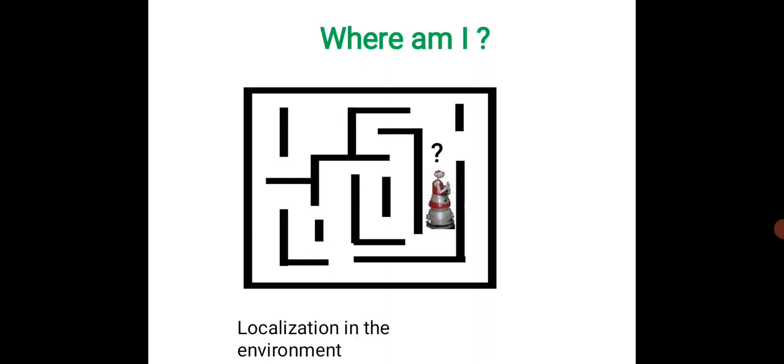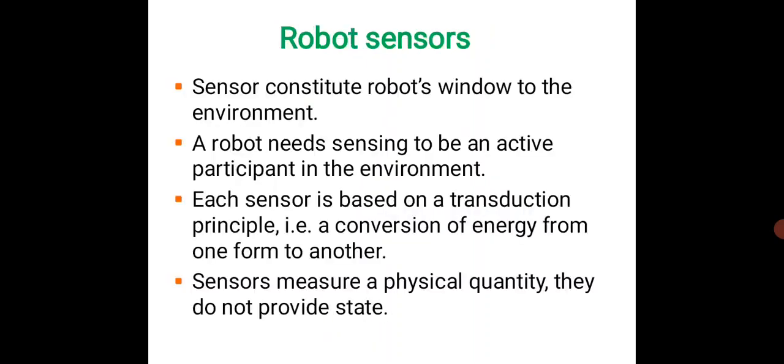And robot sensors constitute the robot's window to the environment. The robot needs sensing to be an active participant in the environment. Each sensor is based on a transduction principle, that is, converting energy from one form to another. So these sensors will measure a physical quantity. They do not provide the state.